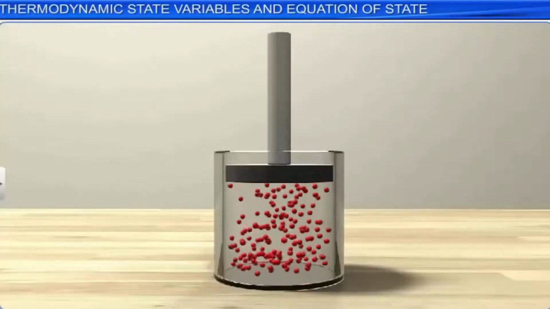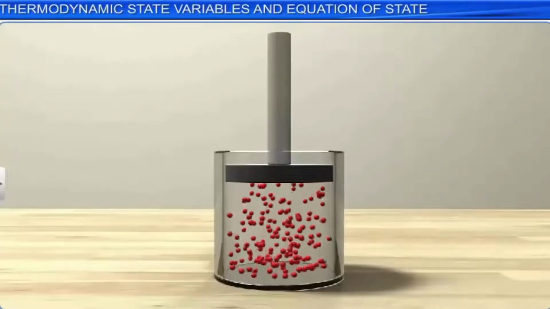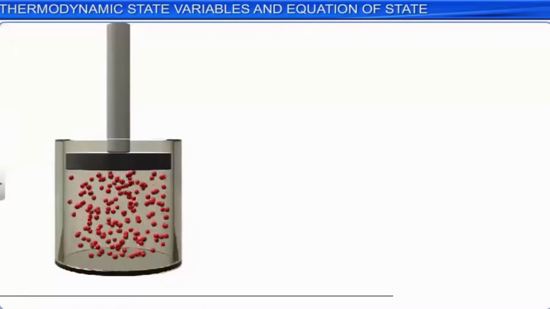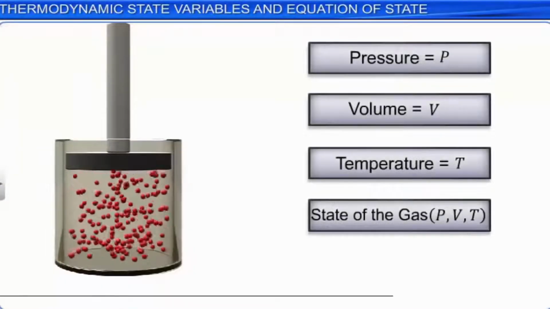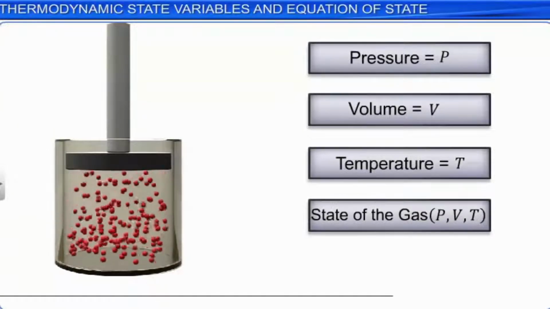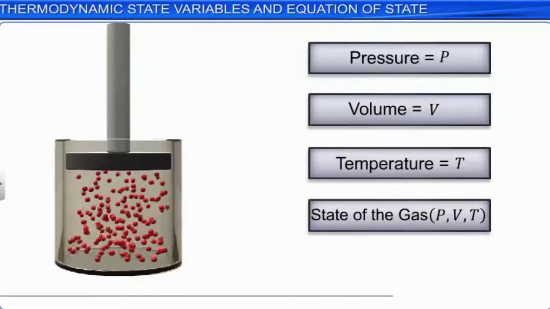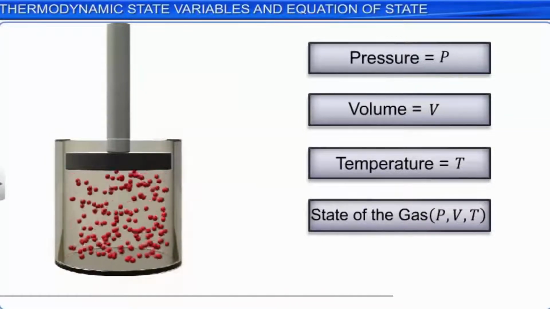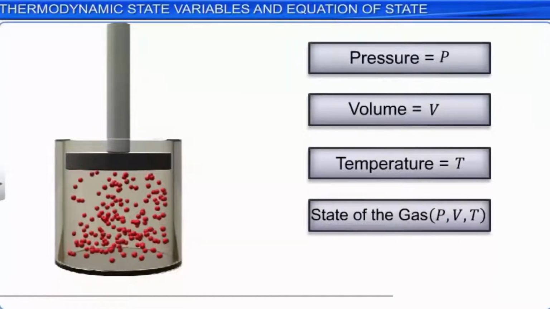Now, consider the general case of a gas in a container, and let the state of the gas be represented by (P, V, T). If the variables that describe the state have uniform values throughout the system and they do not change with time, the system is said to be in equilibrium state.